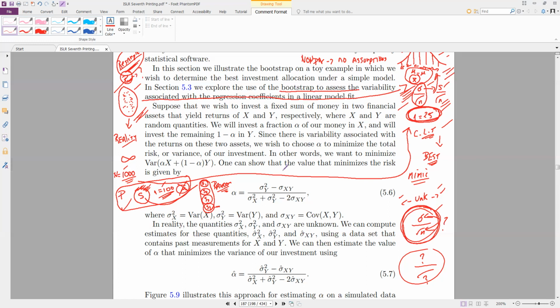So the example that they use here is not particularly interesting. They're looking at yield returns of X and Y, where X and Y are random quantities. They're putting a fraction, alpha, of the money into X and will invest the remaining, 1 minus alpha, into Y. There's variability associated with the two assets, and they want to choose the fraction to minimize the total risk or variance of the investment. So they want to minimize this quantity here.